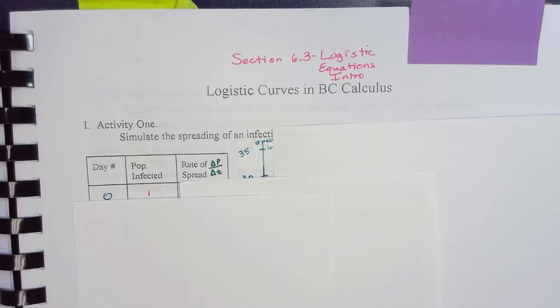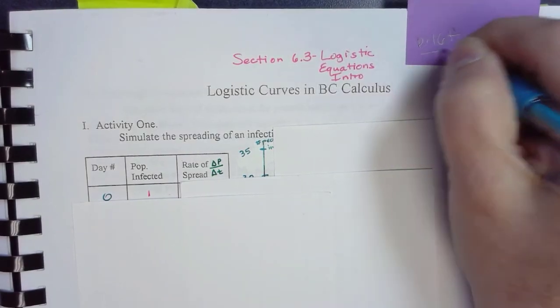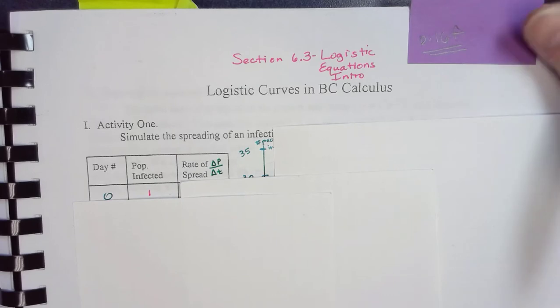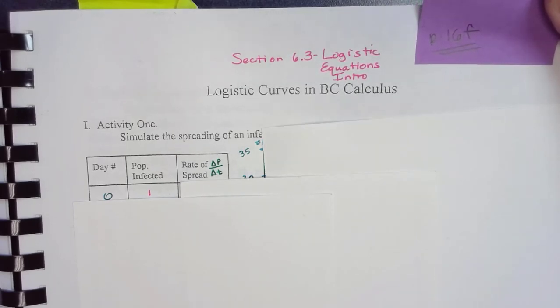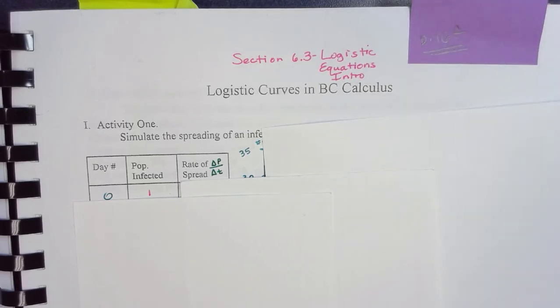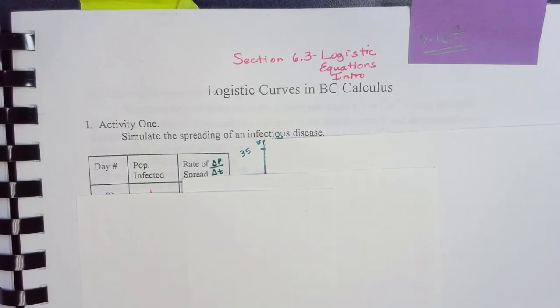6.3, Logistic Equations, Introduction. I am on page 16F in your lecture manual. So you'll want to go to page 16F for this lesson. A logistic curve is one that starts out growing slowly, then grows rapidly, then continues to grow, but slows down its rate of growth.